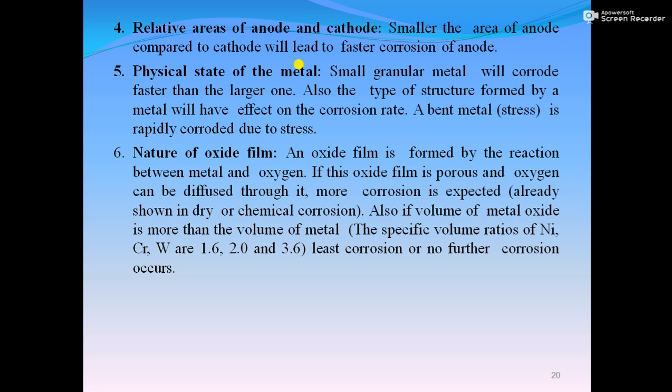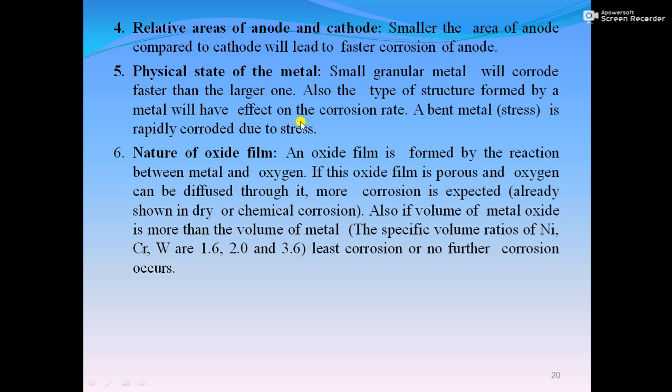And if it is reversed, that is, if the cathodic area is small, the demand for electrons will be less, so automatically the rate of corrosion will be less. Then next is the physical state of the metal. The rate of corrosion is influenced by the physical state.